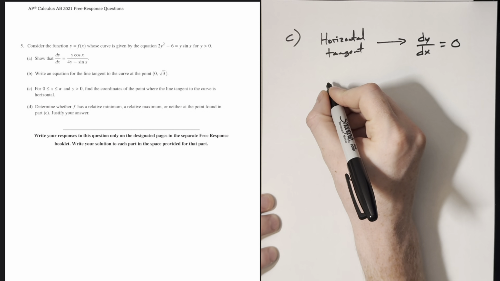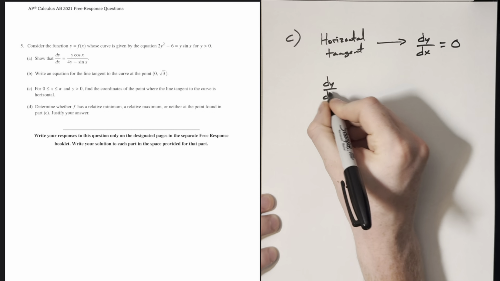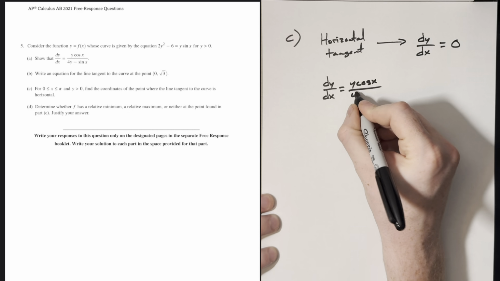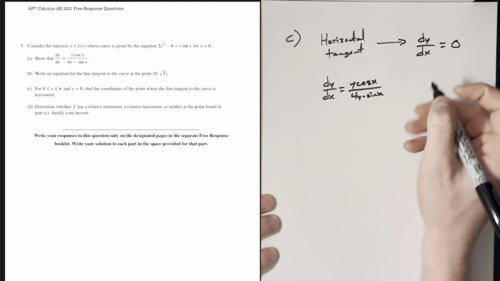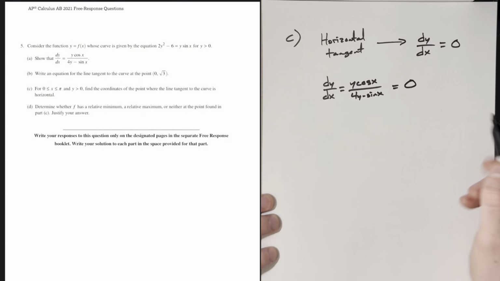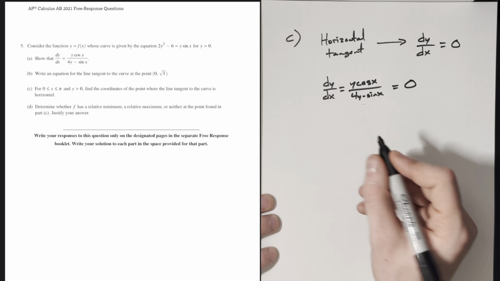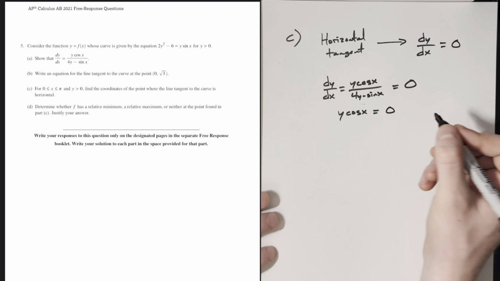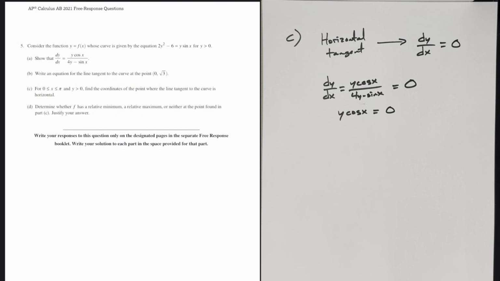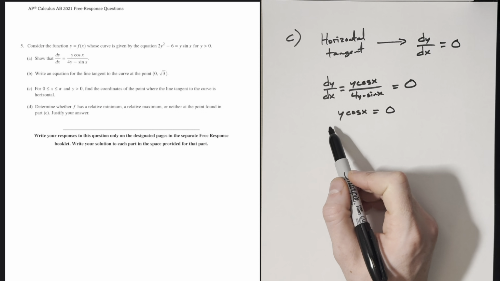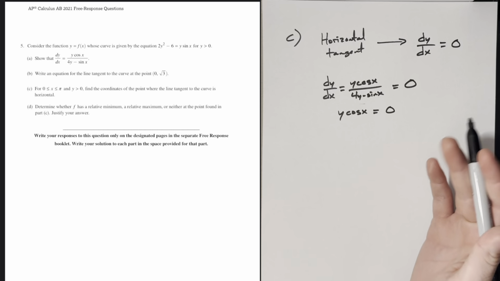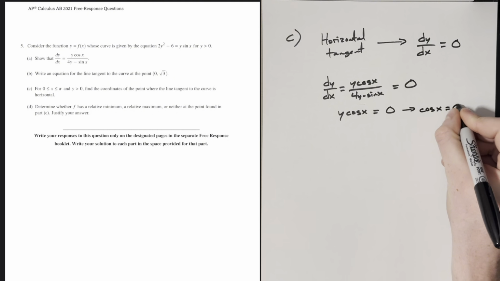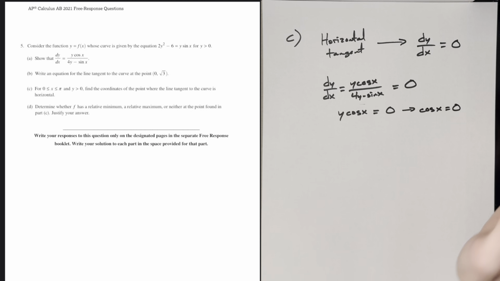So I've got this formula for my differential. dy/dx equals y cosine of x divided by 4y minus sine x. That has to equal 0. Now, my denominator doesn't really matter for this. All we take from it is that y cosine of x has to equal 0, right? Because that's my numerator. Now, can y equal 0? No, they tell us that y is greater than 0. So therefore, the cosine of x has to equal 0, and x is between 0 and pi.